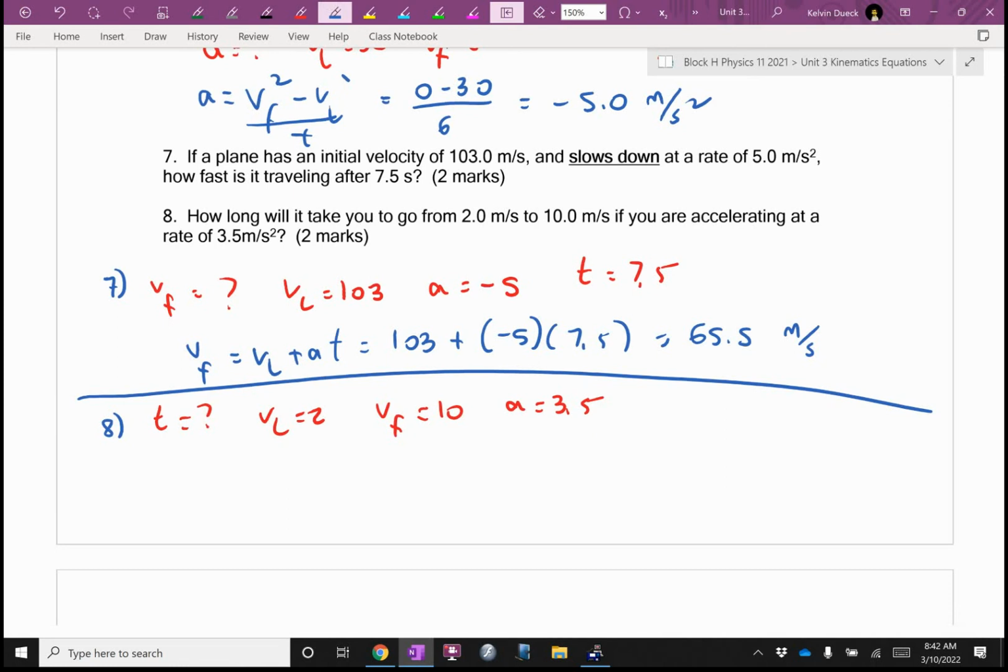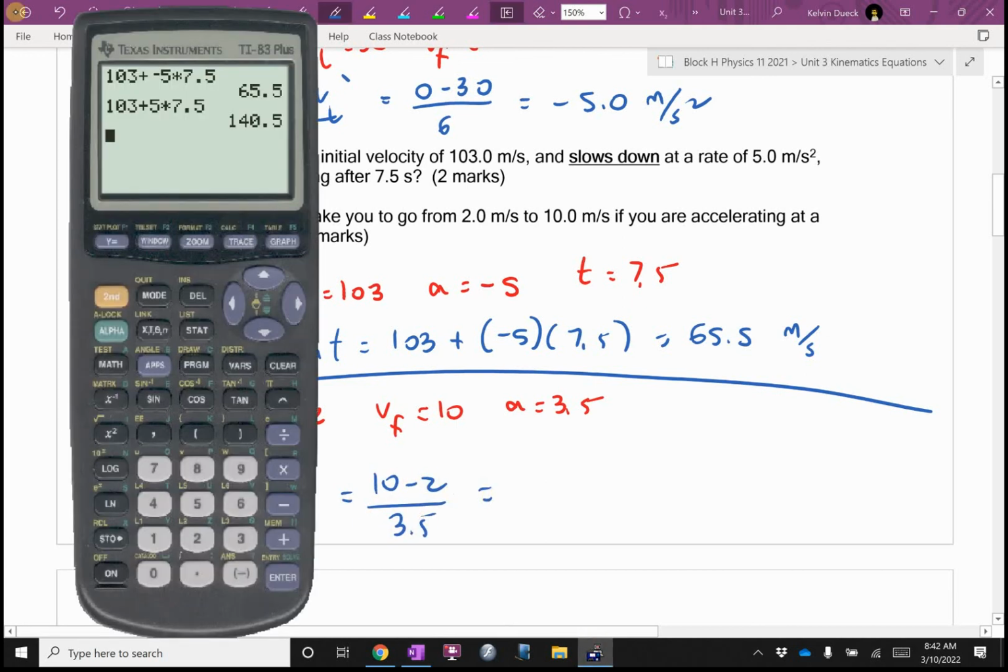It's the same equation that Diego mentioned earlier. It's going to be based on VF equals VI plus AT. But I guess, Diego, when I get the T by itself, it looks like this: VF minus VI, we divide by A. Okay. 10 minus 2 divided by 3.5.